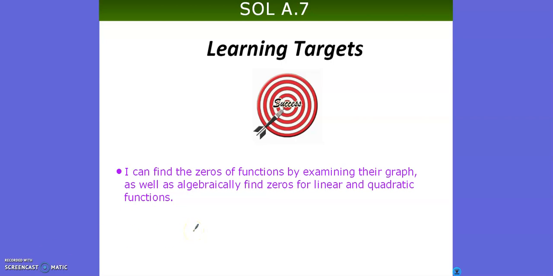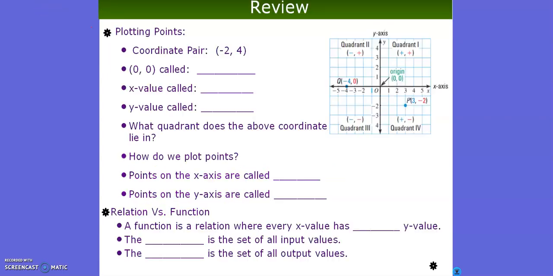Okay, in this lesson, we're going to go ahead and talk about how to graph linear equations. So we're going to start off with a little bit of a review on plotting points. So remember a coordinate pair, (-2, 4). You would go over to the right 2, because it's negative, you'd go to the left 2, and then you'd go up to 4. So that's a coordinate pair.